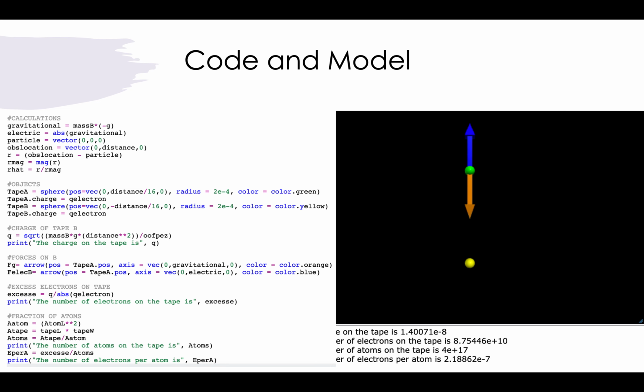The code in GlowScript is depicted here, as well as the model that the code showed. The calculations and data that I presented in the previous two slides were applied to the code, as well as code that created the arrows and dots seen in the model. I used the formulas for excess electrons on the tape, number of atoms on the tape, number of electrons per atom, and the charge on the tape.